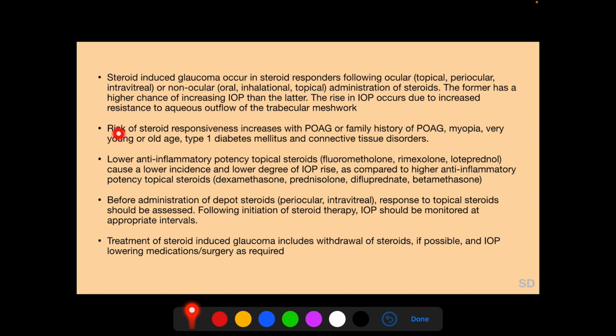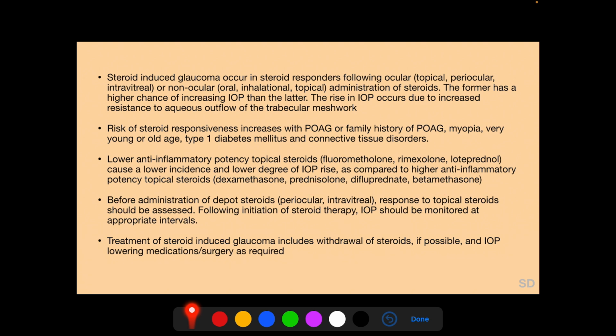Risk of steroid responsiveness increases with primary open-angle glaucoma or family history of primary open-angle glaucoma, myopia, very young or old age, type 1 diabetes mellitus, and connective tissue disorders. Lower anti-inflammatory potency topical steroids such as fluorometholone, rimexolone, and loteprednol cause a lower incidence and a lower degree of intraocular pressure rise as compared to higher anti-inflammatory potency topical steroids such as dexamethasone, prednisolone, difluprednate, and betamethasone.